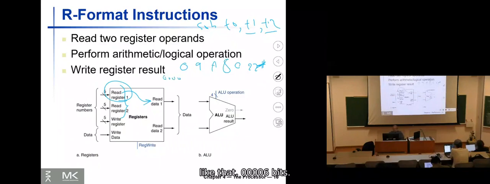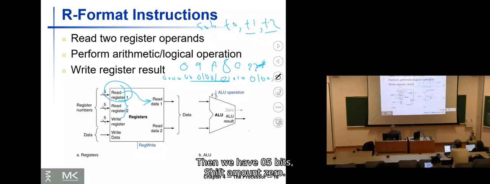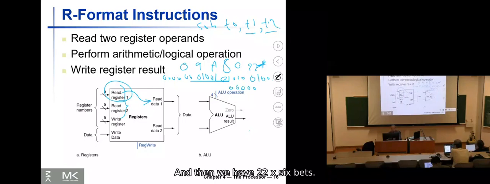The opcode is 0, 0, 0, 0, 0, 0, 6 bits. Then we have 9, 5 bits: 0, 1, 0, 0, 1. This is 9. Then we have 10, 5 bits: 0, 1, 0, 1, 0. This is 10. Then we have 8: 0, 1, 0, 0, 0. Then we have 5 bits of shift amount, 0. And then we have 22 hex, 6 bits.